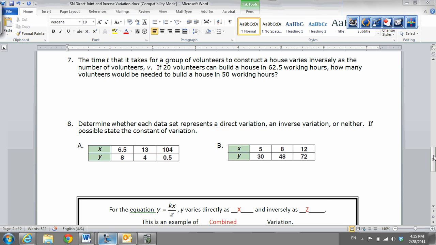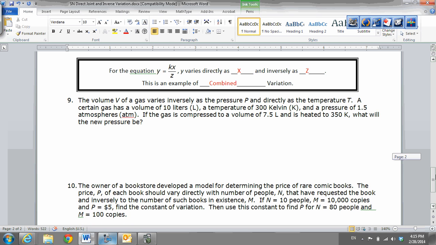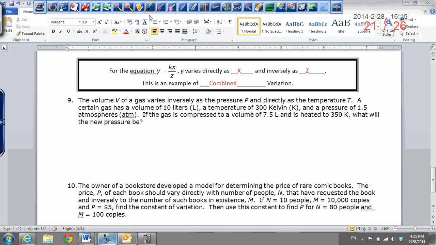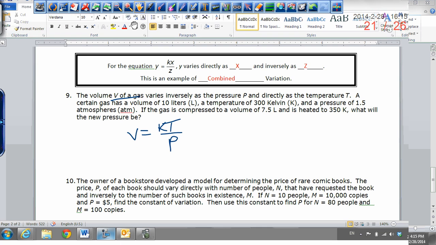And the last little bit here, combined. Combined just means everything that we just did. So for number 9, how we read this, volume V varies inversely as P, so P goes in the bottom, and then T, and then k. All right, so just plug it all in. I'll let you do that one. I'll give you the answers here in a second.